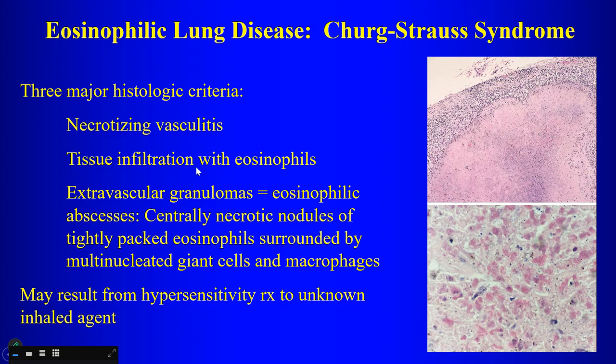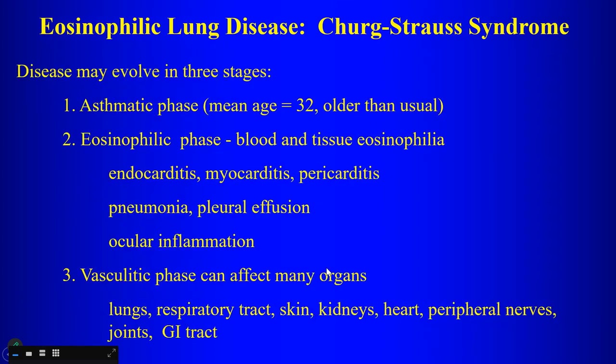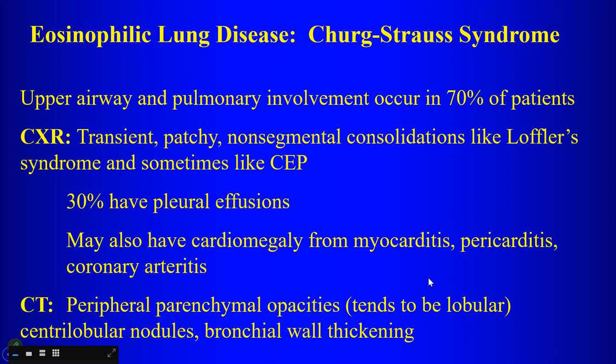And it is a necrotizing vasculitis. The tissues are infiltrated with eosinophils, so-called eosinophilic abscesses, so these packed eosinophils that form these granulomas within the tissues. So it may result from a hypersensitivity reaction to some unknown antigen, but it is a vasculitis, and it can evolve through various stages. There's an asthmatic phase, an eosinophilic phase where patients have blood and tissue eosinophilia, and then a vasculitic phase that can affect many organs.